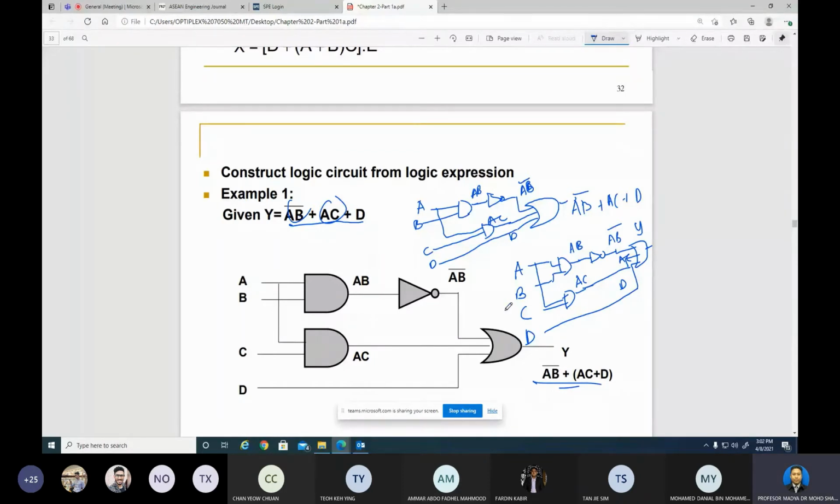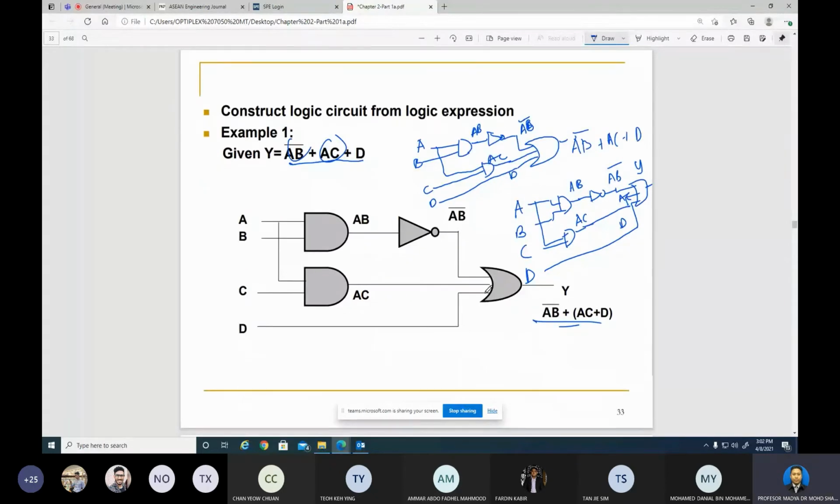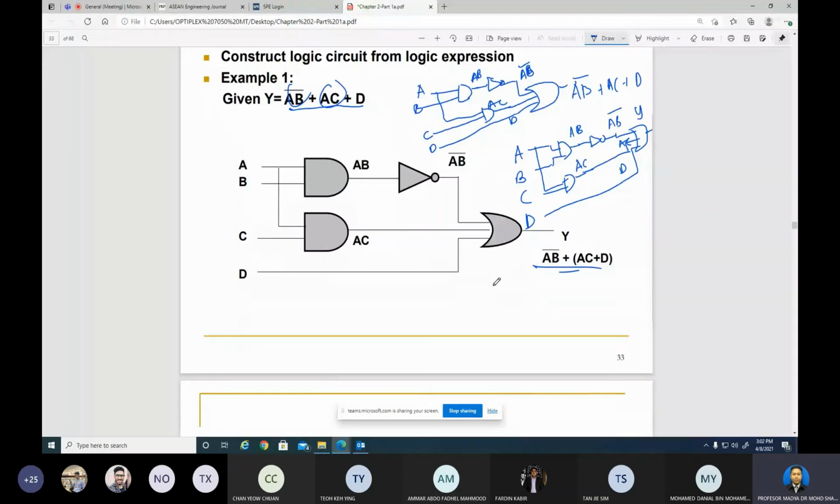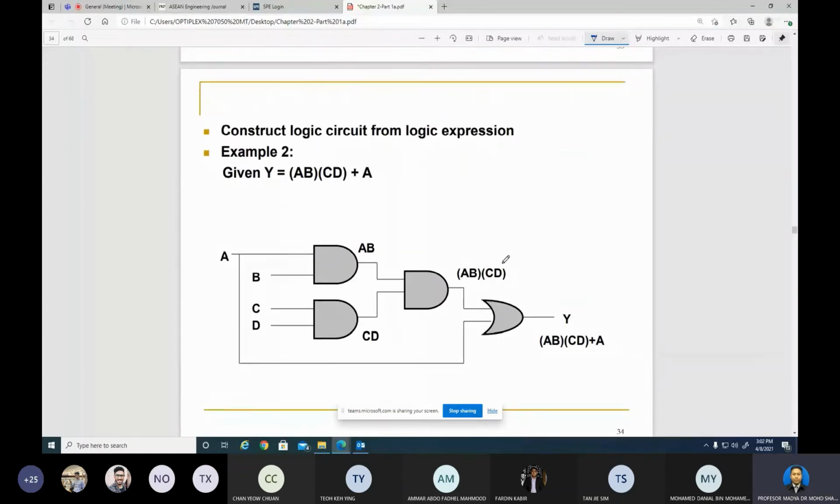For me, normally I just use from the output to the input. Also, you can do from the input to the output. Okay, up to you. For example, with this one, we know we have the OR here. So this one will be another one, and this one another one. That's why we start from the output. So this one will be output here, and then we split by 2. We have the A, B, C, D.